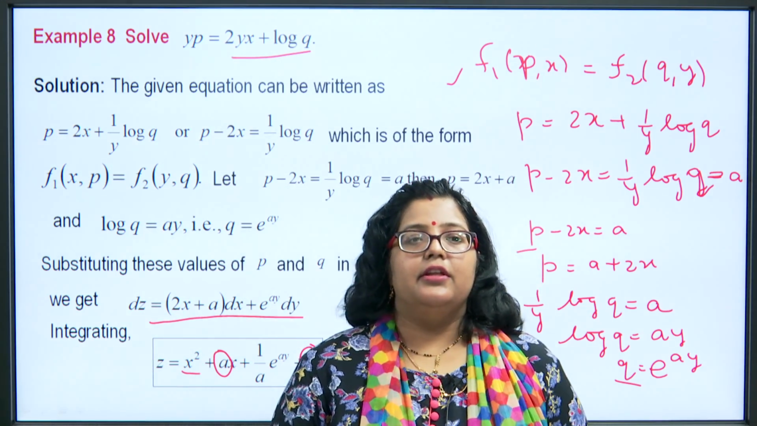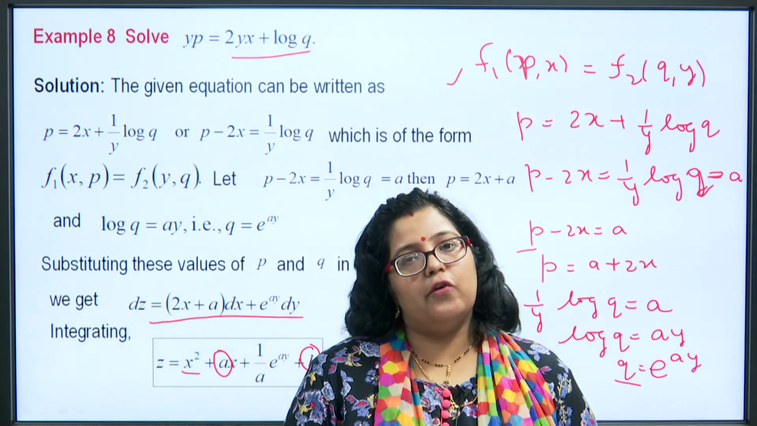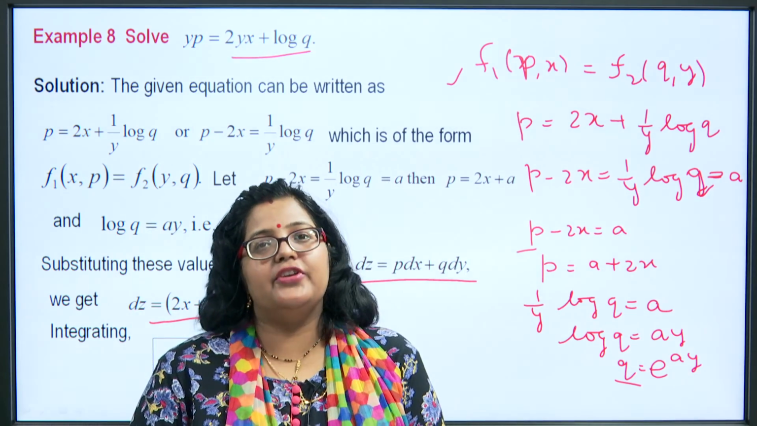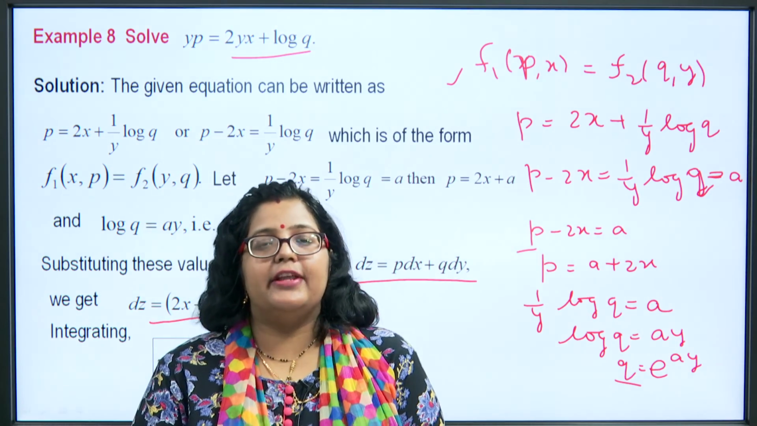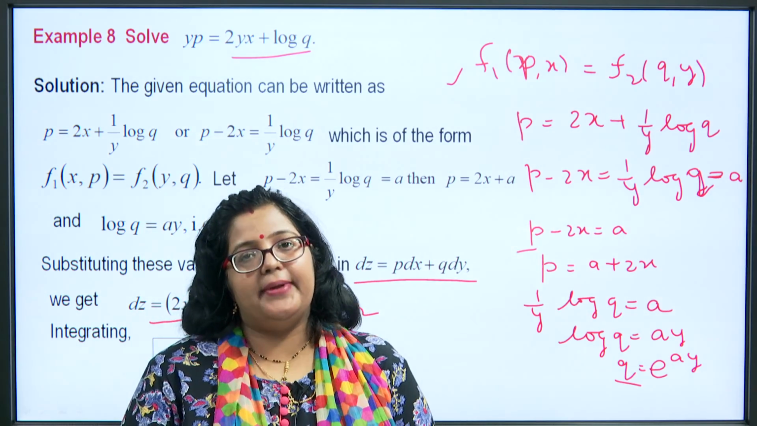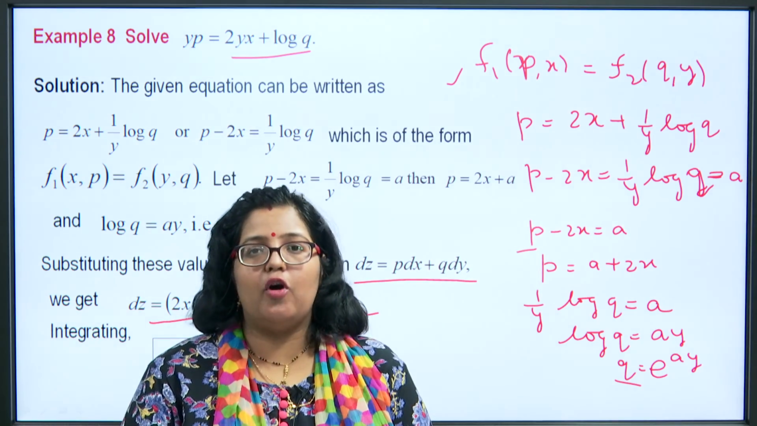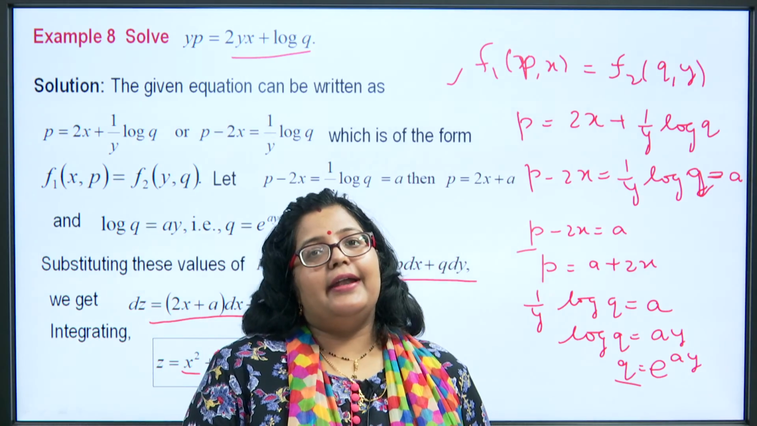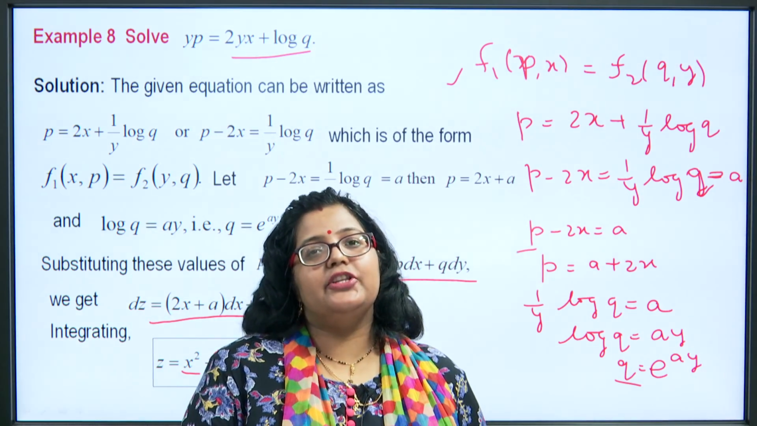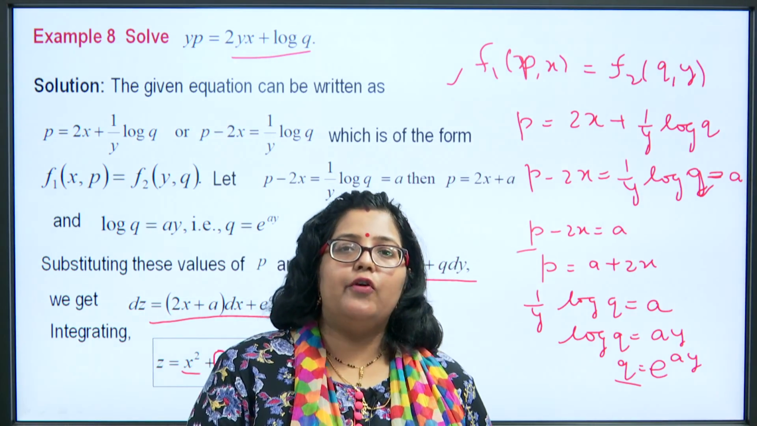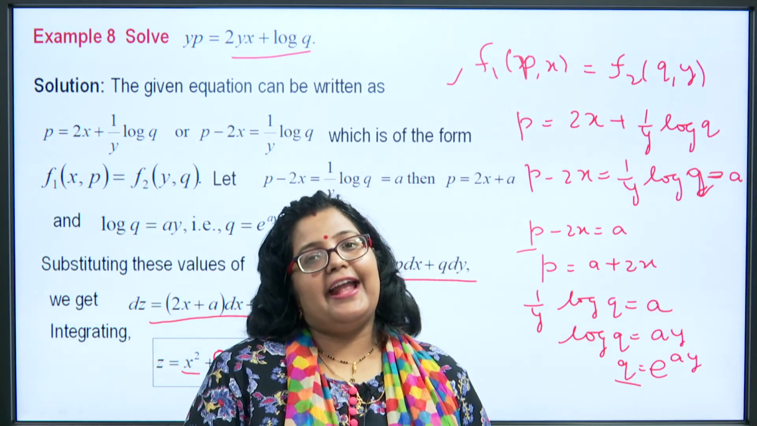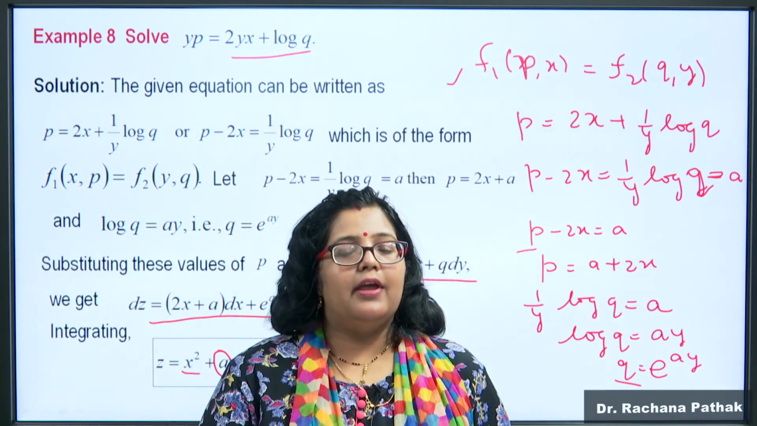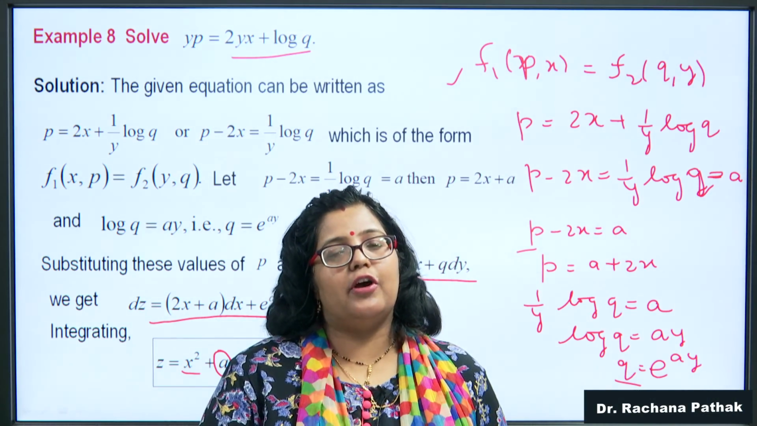That means the equation is type fourth, and in this lecture we saw what a non-linear differential equation is and how each type is solved. Type first contains only p and q, type second has the form z is equal to px plus qy plus some function of p and q, type third is a function containing z, p and q, and type fourth is of the form f1(x, p) equal to f2(y, q). And we solved some examples based on these types.